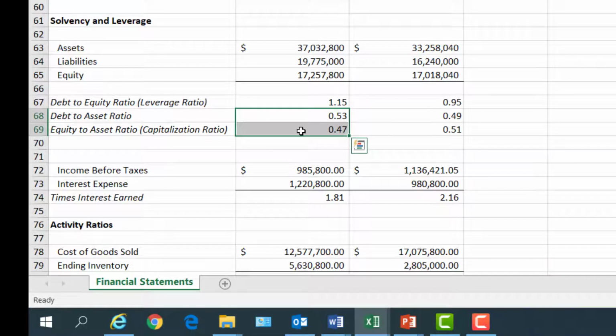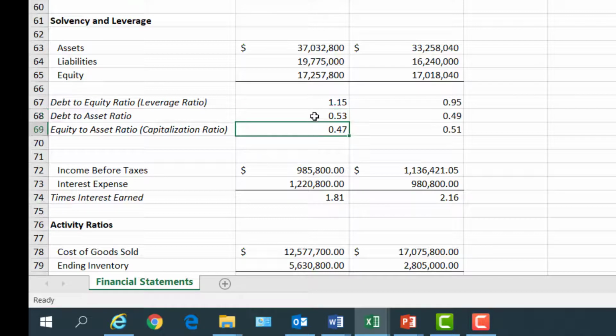So what do you want? Do you want a big number? Do you want a small number? Well, the better way of thinking about that is looking at this from a standpoint of how much of my assets are claimed by me, the owner of the business, or the stockholders of the business, and how much of the assets are claimed by the people we owe money to. So from that standpoint, you want more equity for your stockholders. So you probably want that equity to asset ratio to grow over time, to become a bigger number, to become closer to 1.